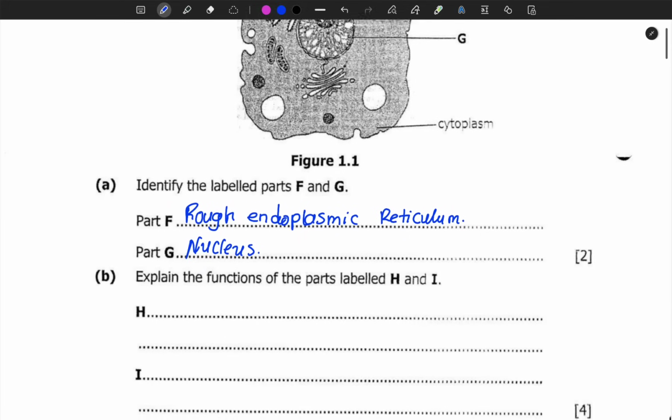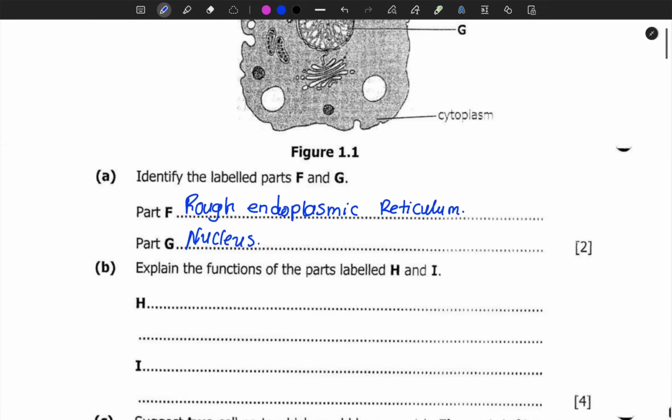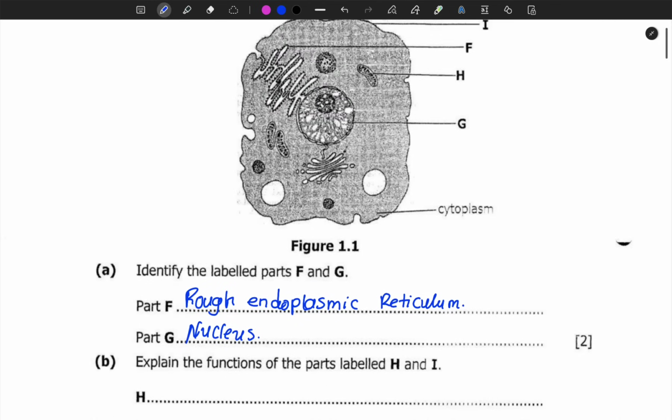For question B, we are told to explain the functions of the parts labeled H and I. So H is this sausage-like structure, and this one is called a mitochondria. The mitochondria is sometimes known as a powerhouse, and there is a reason why it is called a powerhouse. It's called a powerhouse because this is where energy is released.